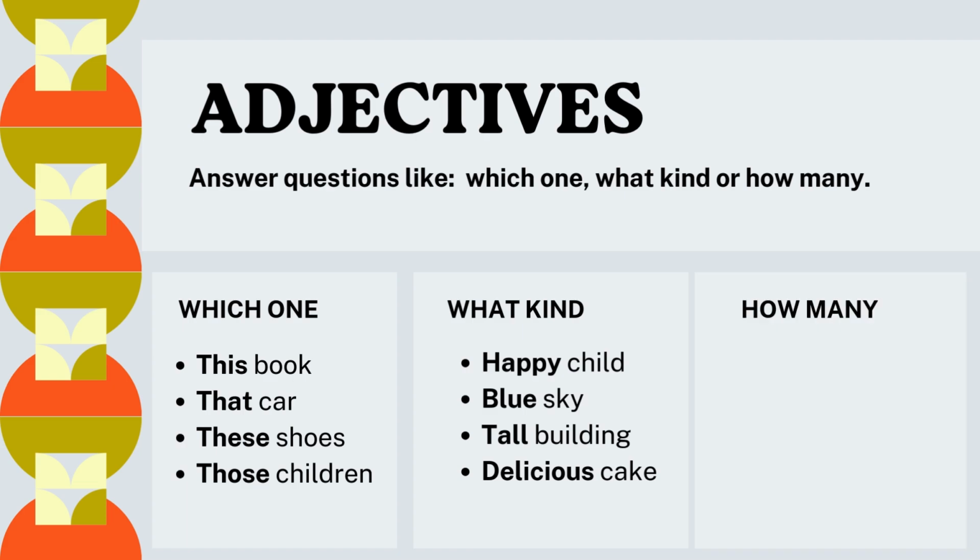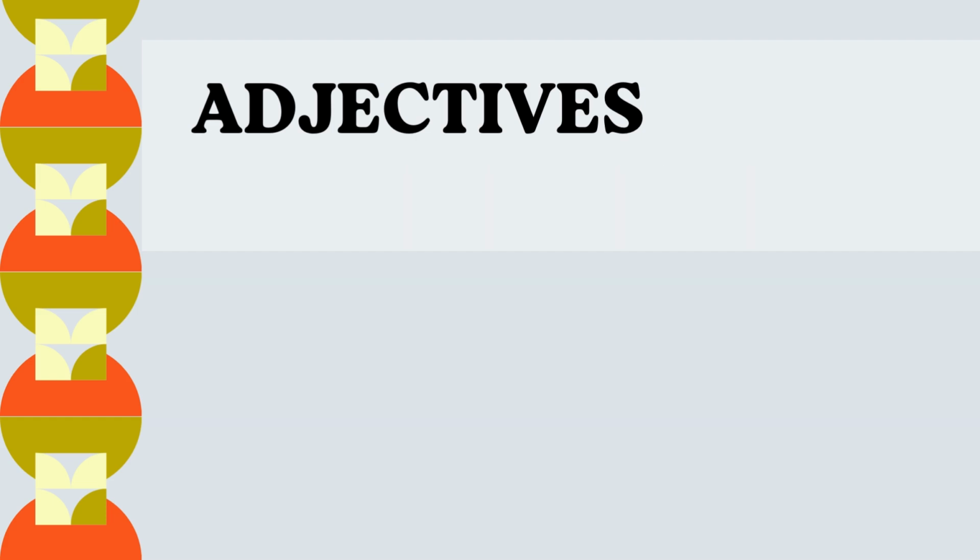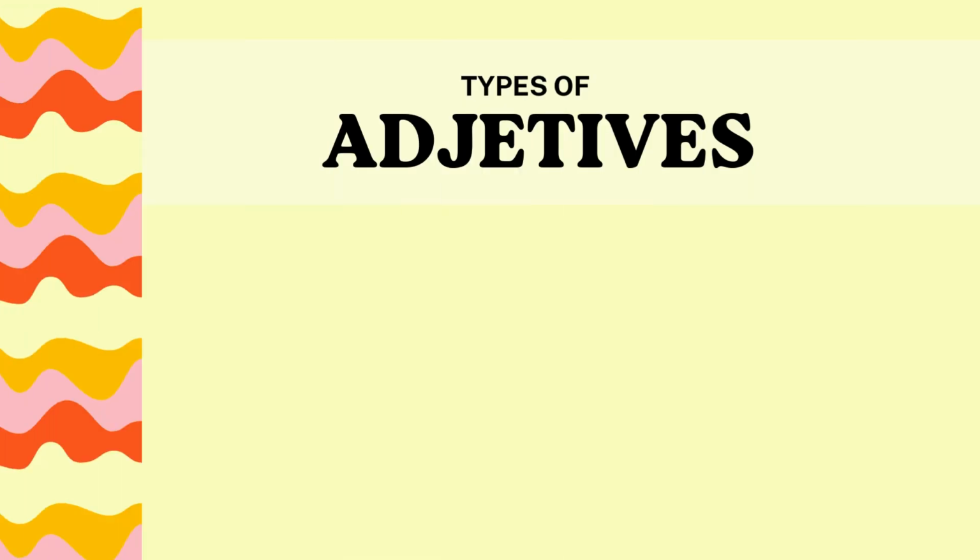How many? Adjectives can indicate quantity or number. For example, 3 apples, many options, several students, few mistakes. The adjectives 3, many, several, and few tell us how many of the nouns there are, giving us a clearer picture of the situation. There are several types of adjectives, each serving a different function in our sentences.